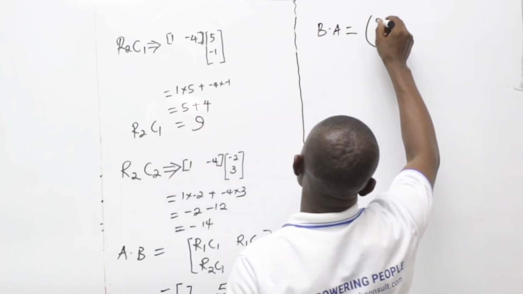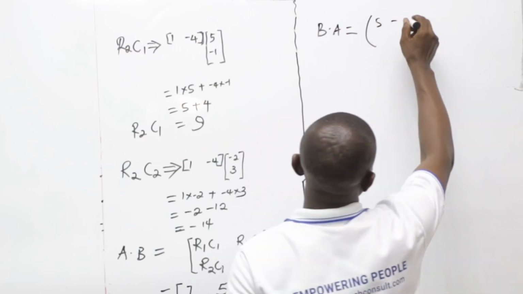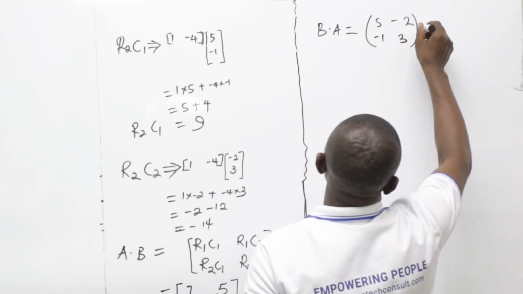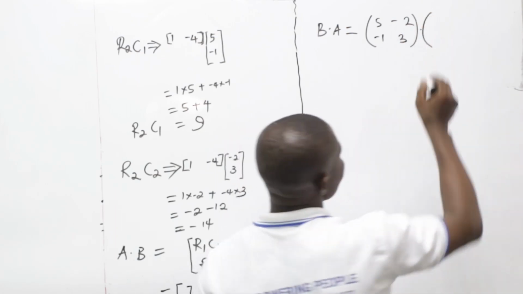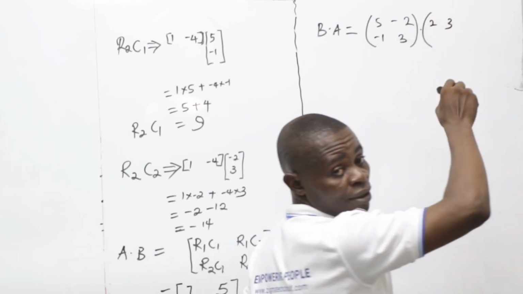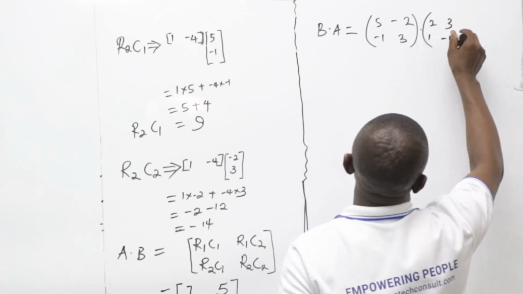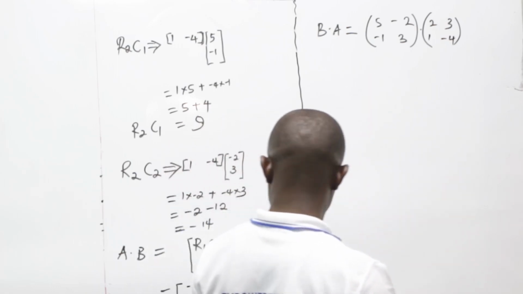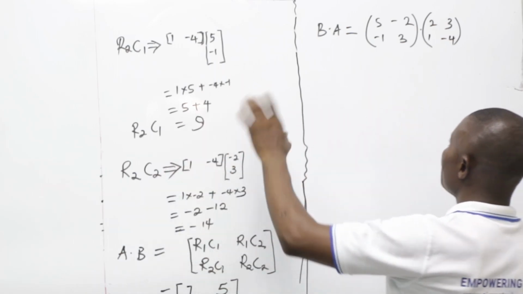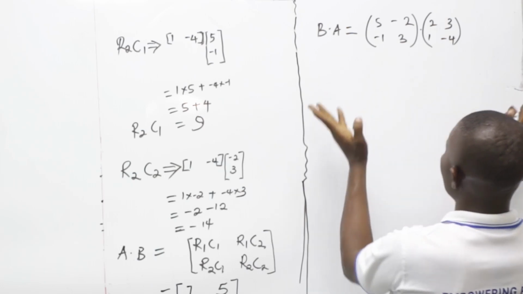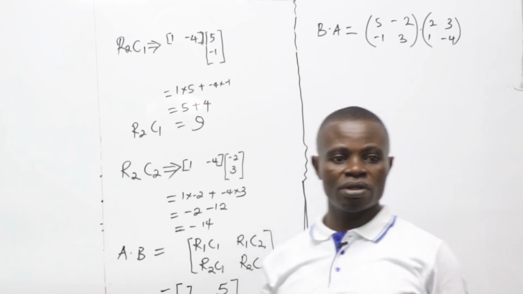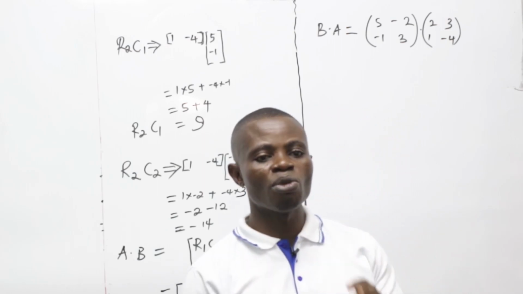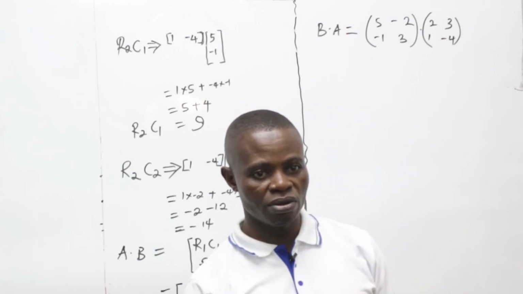That is 5 minus 2 minus 1 and 3 dot who? 2, 3, 1 minus 4. So after going through, watching clearly everything, then expand this to see the solution. Now let us enter 3 by 3, which is more complex than the 2 by 2.